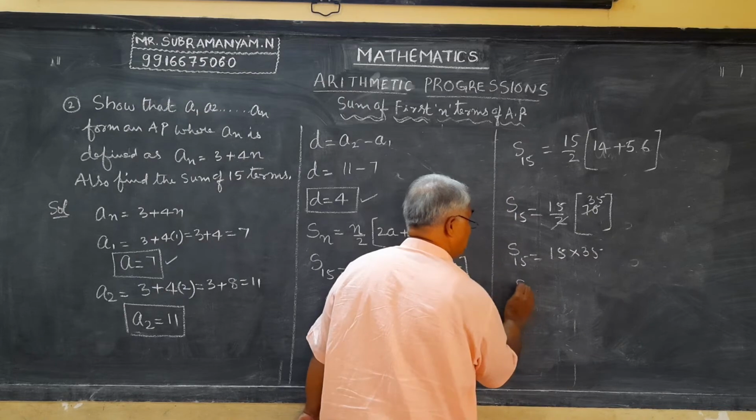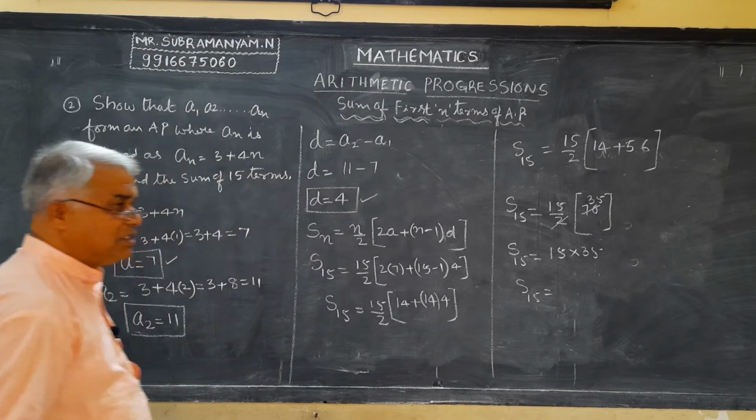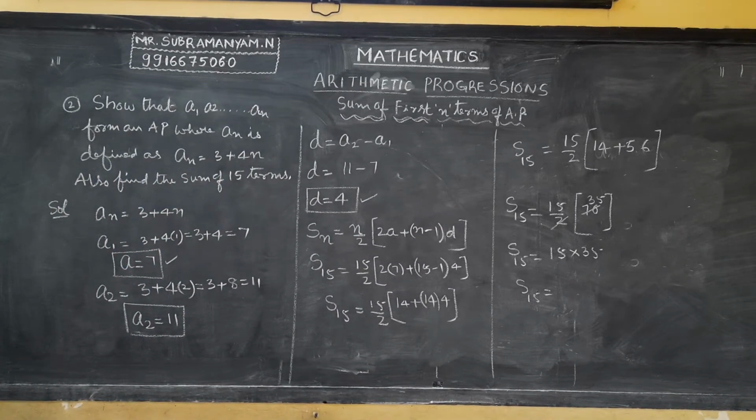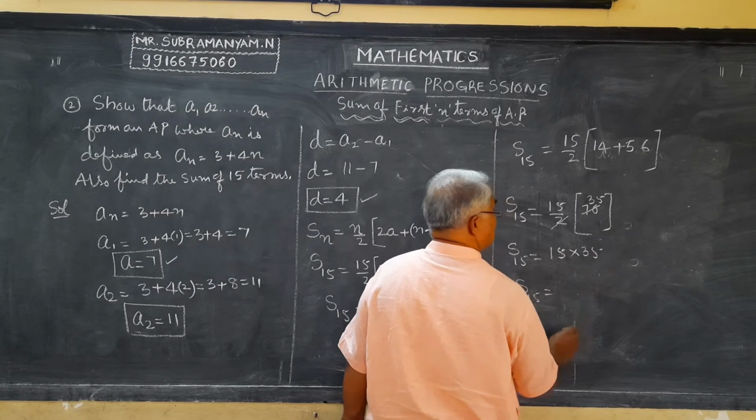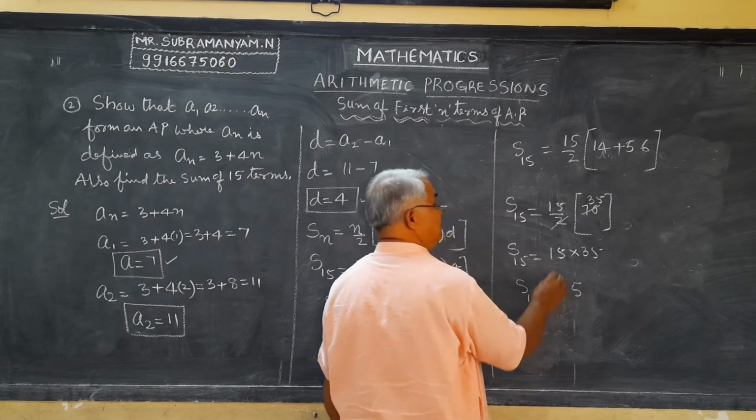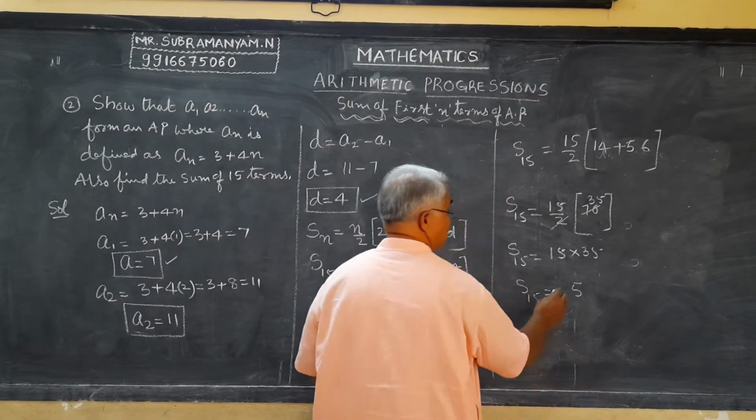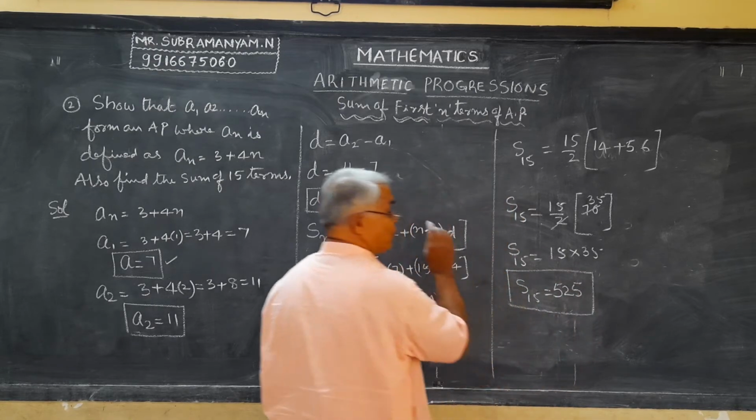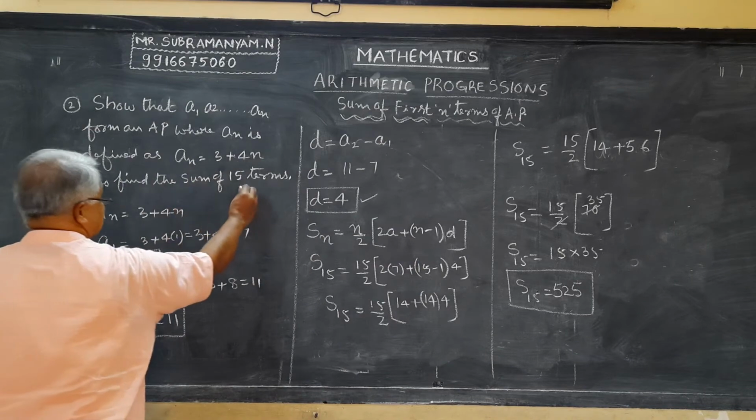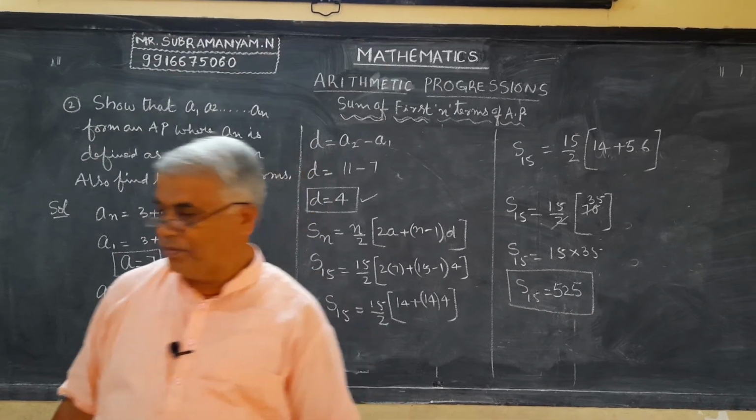35. Can you find the product of these two? 35 and 15? Just multiply and tell me. Write down in your book. What is the value of 15 and 35? 15 5s are 75. 7. 15 3s are 45. 45 plus 7, 525. So, we have got the sum of 15 terms. Okay, children. Now, we will continue the next problem.